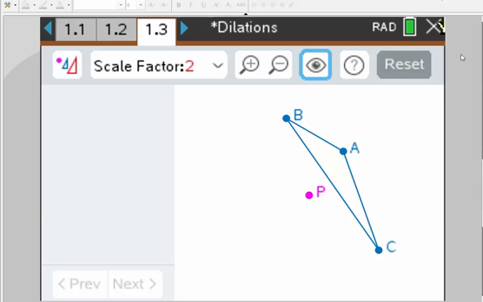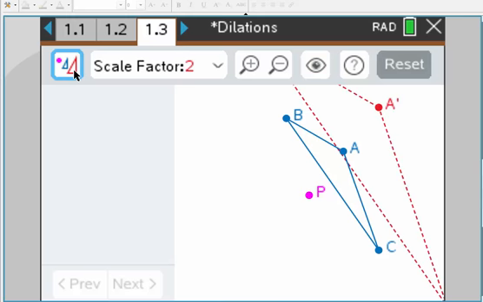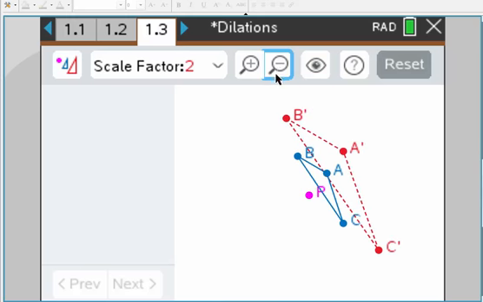Here we're going to focus on transformational geometry, especially dilations. So here is the dilations icon, and we're going to say we want to dilate triangle ABC about point P with a scale factor of 2. So I'll press this icon, and it's a little bit big, so let me use the zoom feature to see that a little bit better.